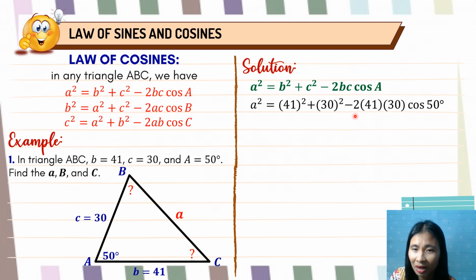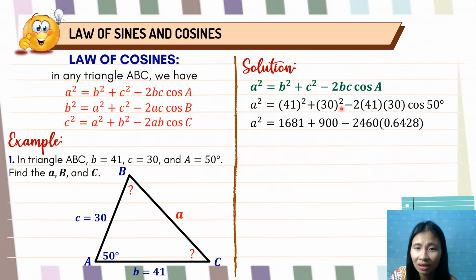So we have minus 2 times 41 times 30, and cosine A is 50 degrees. So evaluating it further, 41 squared is 1,681. 30 squared is 900. 2 times 41 times 30, that's 2,460. And using your scientific calculator, cosine 50 is 0.6428.